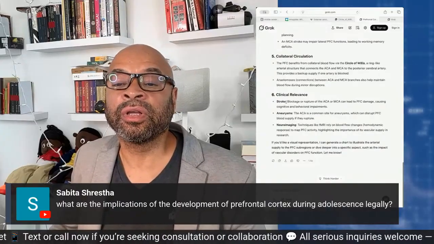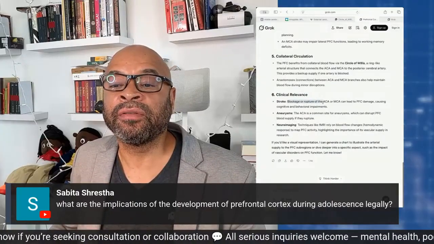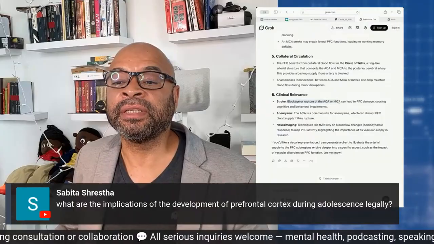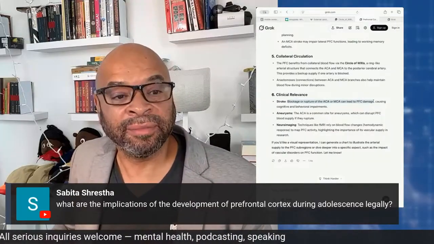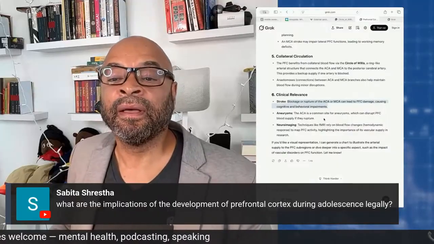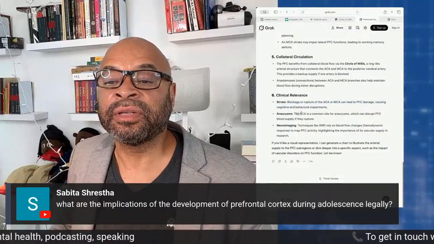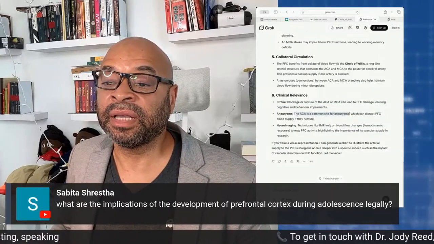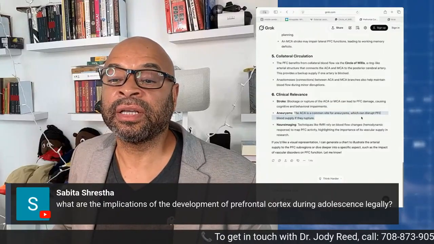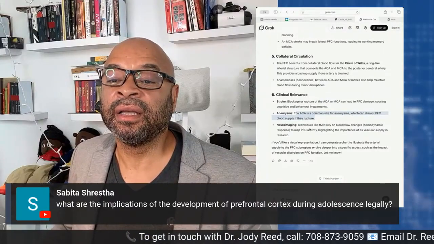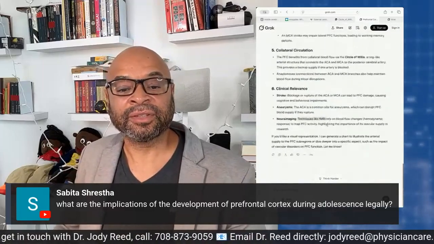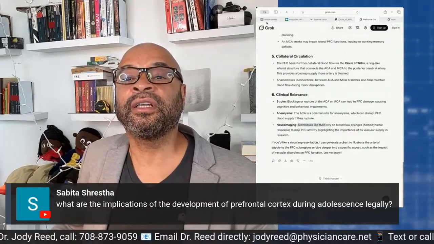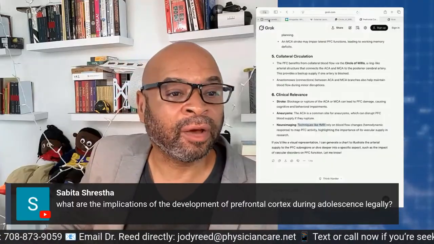Okay, stroke. Blockage or rupture of the anterior cerebral artery or MCA can lead to prefrontal cortex damage, causing cognitive and behavioral problems. Aneurysm, the ACA is a common site for aneurysm, which can disrupt the prefrontal cortex. Techniques, and we can pick it up on an MRI. So that's interesting here. All right, so right now I'm at 26 minutes.